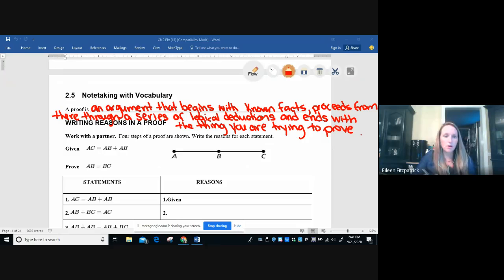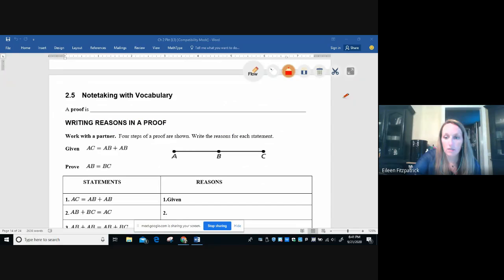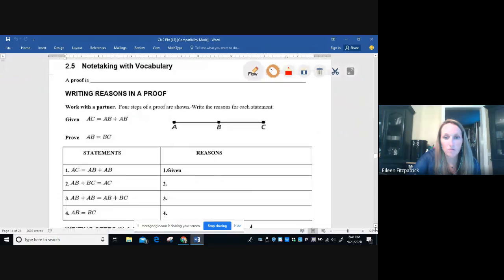Okay. All right. So writing reasons in a proof. Work with a partner. 4 steps of a proof are shown. Write the reasons for your statements. Okay. So we're going to continue to practice justifying, but now we're going to start using some of our geometry theorems and properties and postulates that we've talked about. Okay. So I'm going to erase that just so it's not so sloppy on the screen. Let me drag this down a little bit so we can see the entire proof.